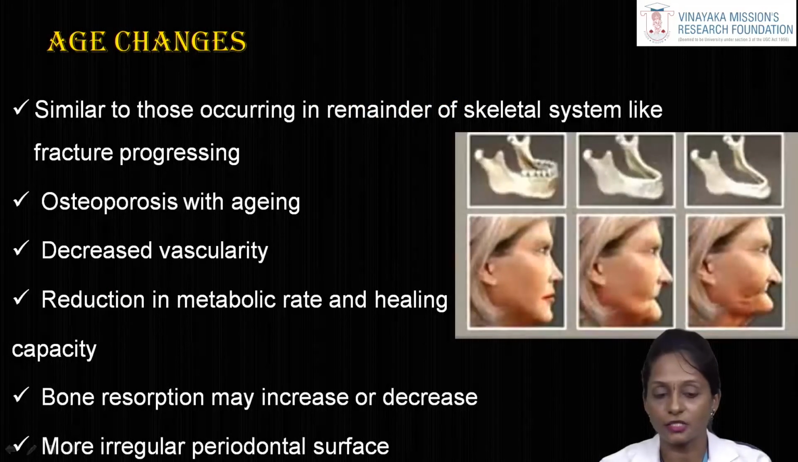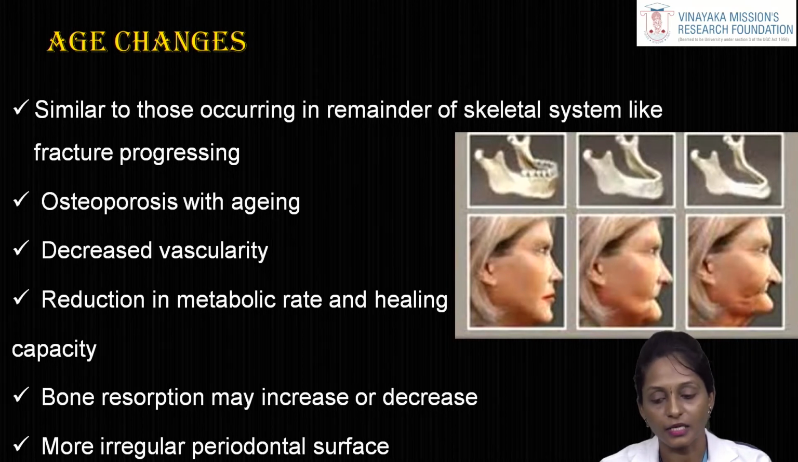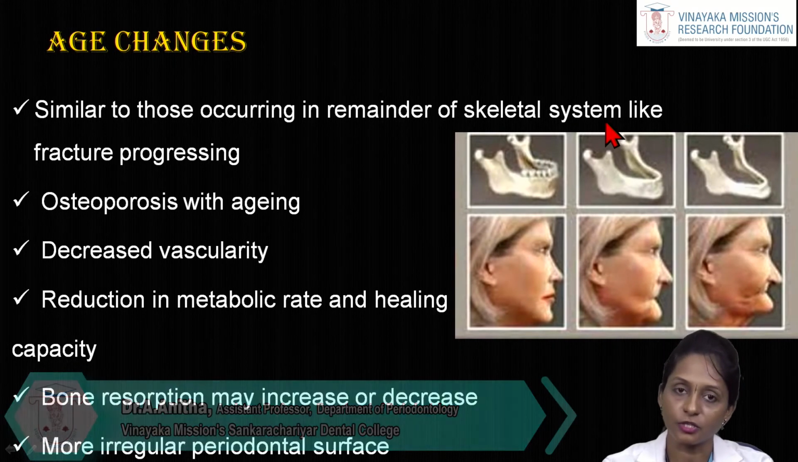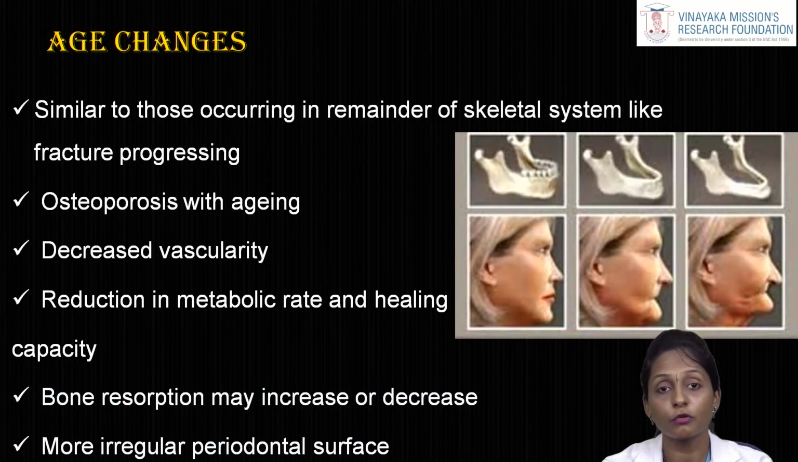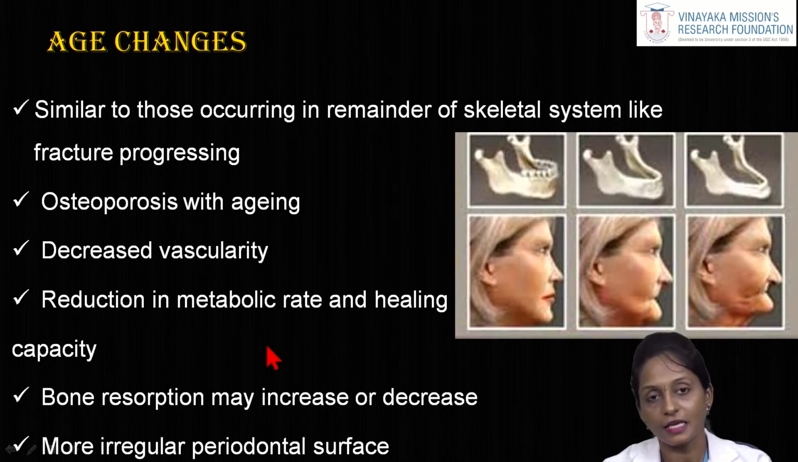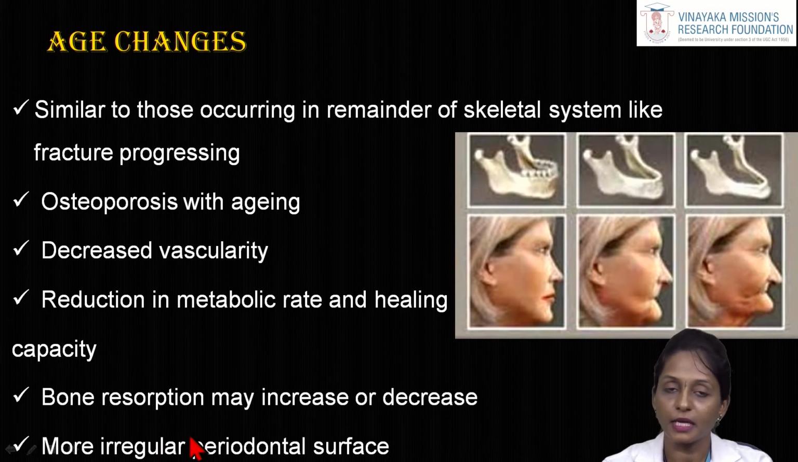So coming to the age changes. What will happen as we progress with our age, as we advance with our age? Similar to those occurring in the remainder of the skeletal system, aged persons are more fracture prone. The osteoporosis continues with aging. There is decreased vascularity of the alveolar bone. There is a reduction in the metabolic rate, and the healing capacity reduces as the age advances. The bone resorption may increase or it may decrease, it depends. And there is a more irregular periodontal surface.